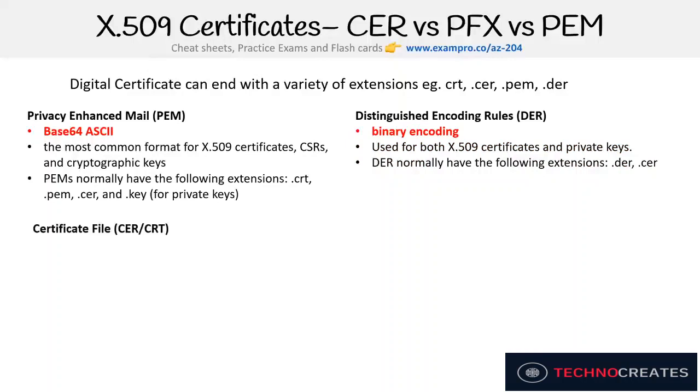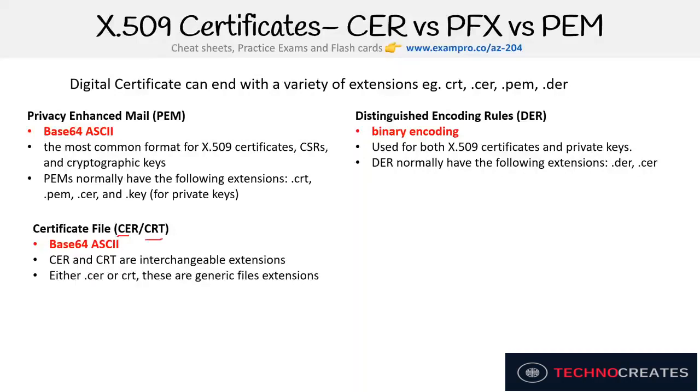Then there are certificate files. That's where we have CER and CRT. These are base64 ASCII. So I think they're basically PEM. And CER and CRT are interchangeable extensions. They basically stand for certificate file, right? So CER is a short form for certificate file. CRT is a short form for certificate file, right? So that's where they get confusing. So either CER or CRT, these are generic file extensions.